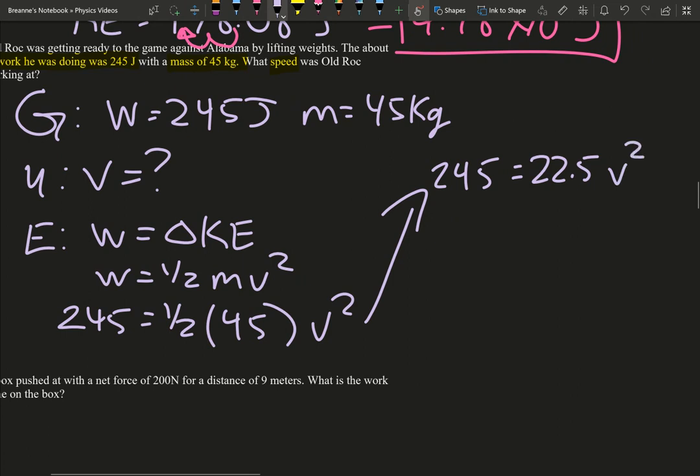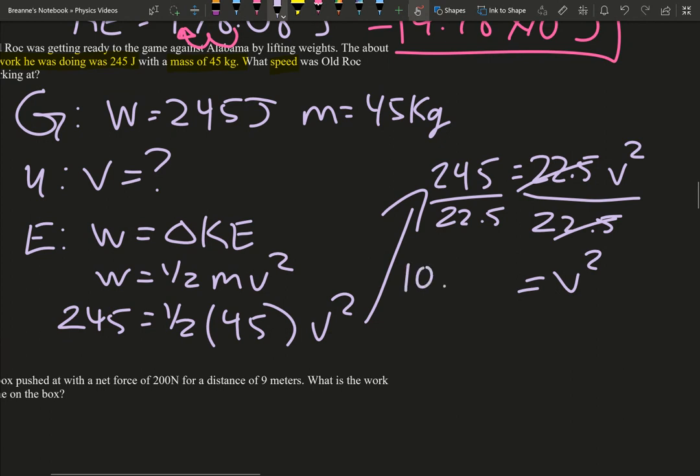times v squared. Now we need v by itself. So it's being multiplied right here. The opposite of multiply is divide. And what you do to one side, you gotta do to the other. So that cancels out, and you're left with v squared. Again, you plug that into your handy dandy calculator. So 245 divided by 2.5, and that'll get you a 10.89. Yes, I did round.